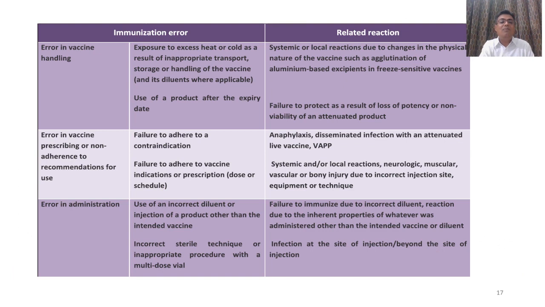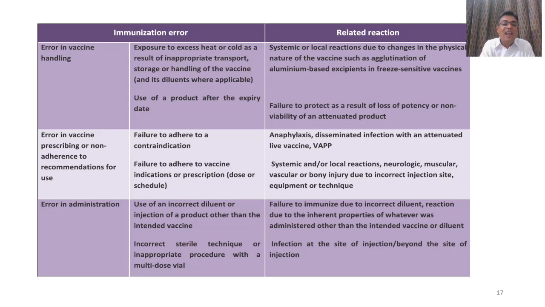Basically, immunization error can happen in three stages. One is error in vaccine handling, like exposure to heat or cold, or using the product after the expiry date, and the related reactions are failure, loss of potency of the vaccine. Second, error happens while prescribing the vaccine or non-adherence to the recommendation for use. One of them is failure to adhere to the contraindication, and that can lead to anaphylaxis or disseminated infection. Failure to adhere to the vaccine indications or prescriptions can cause systemic or local reactions, neurological reactions.